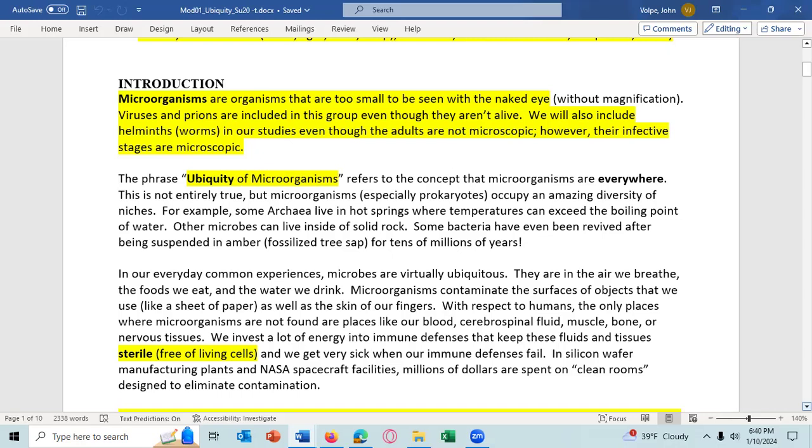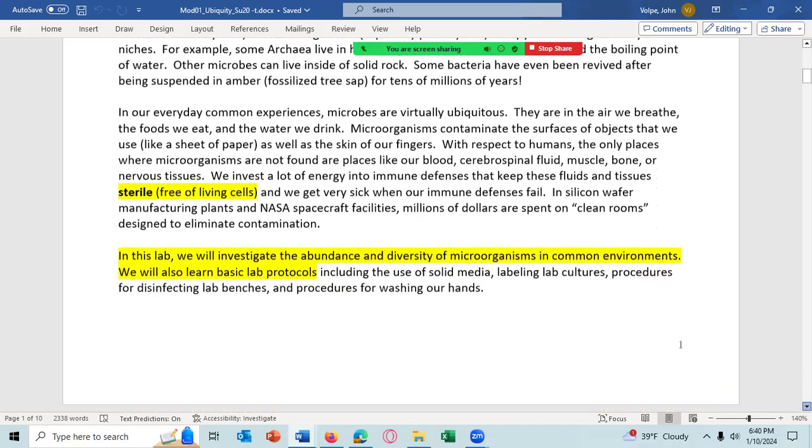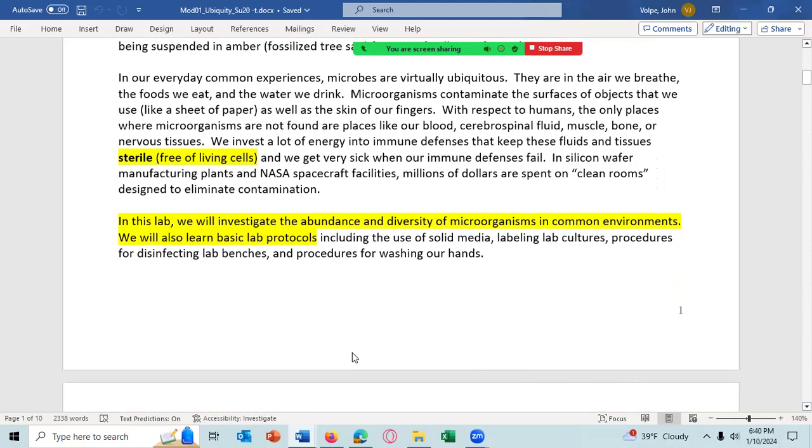The term ubiquity of microorganisms refers to the concept that microorganisms are essentially everywhere. And if that's the case, then that's a problem for growing things in a real microbiology lab, because we need to grow our microbes in a sterile environment. Sterile means it's free of living cells. In this lab, we're going to investigate the abundance and diversity of microorganisms in common environments. We'll also learn basic lab protocols.